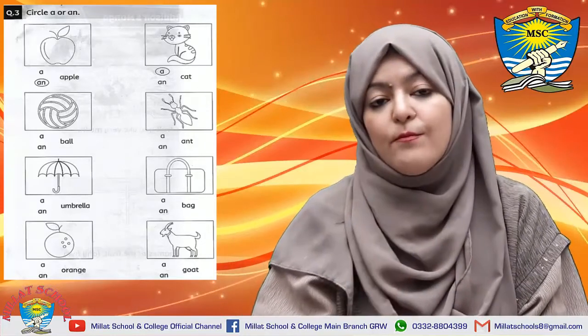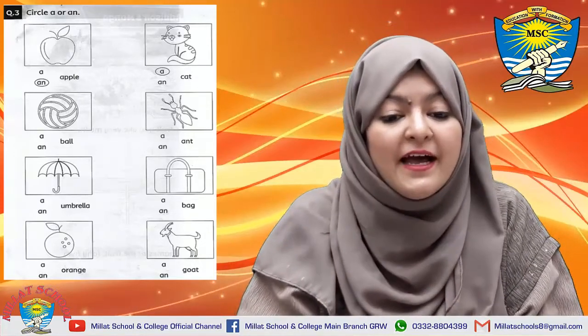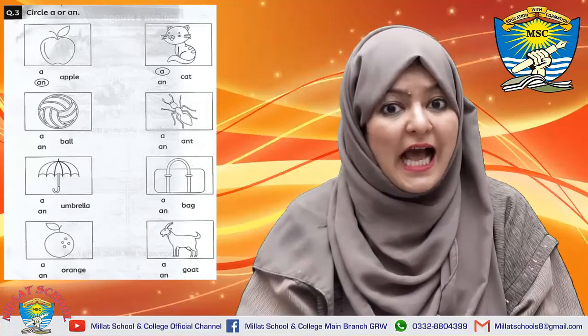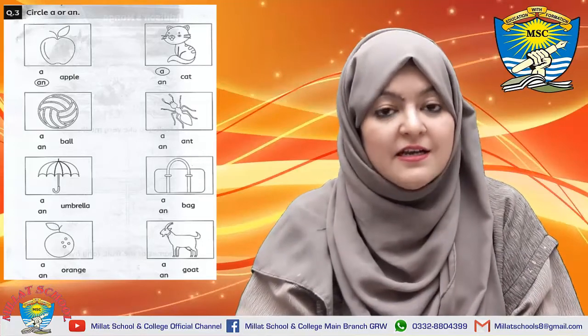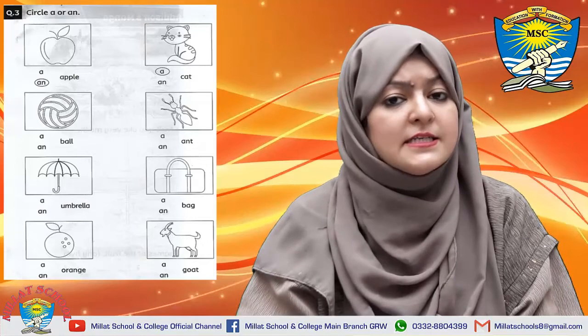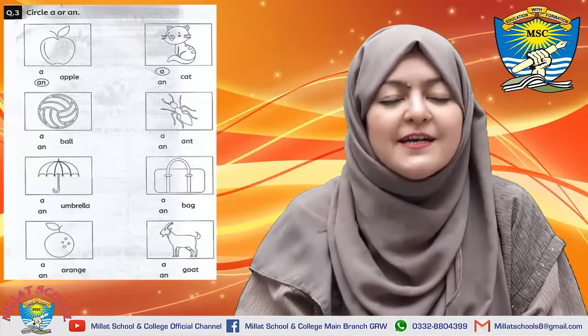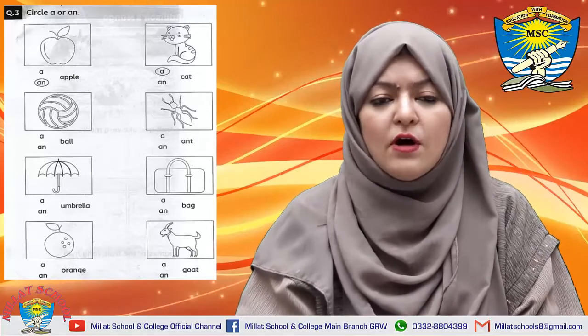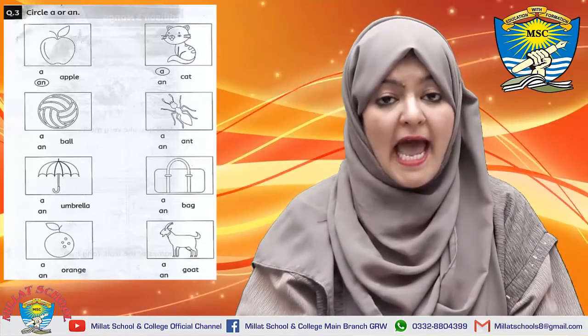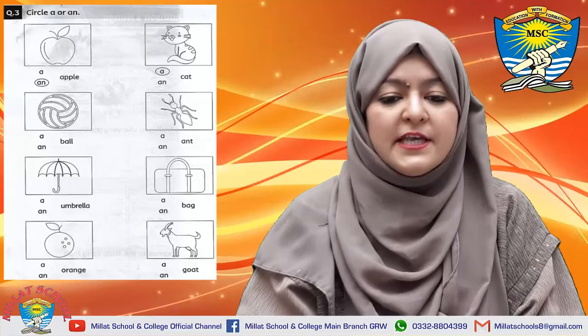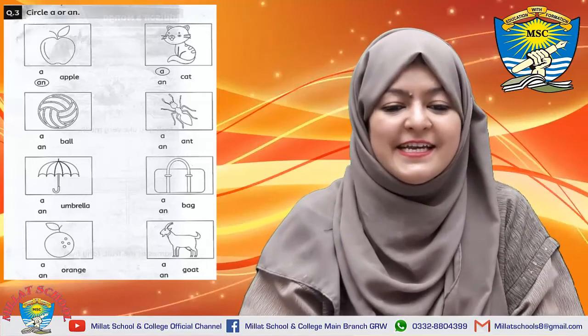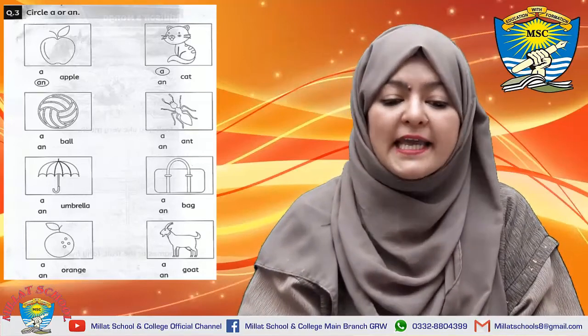And the next example is the example of a beautiful cat. Cat. K. Is K a vowel sound or a consonant sound? Please tell me. Yes, you're right. K is a consonant sound. So will I say an cat or a cat? I will say a cat. Yes. Over here we will write a cat.